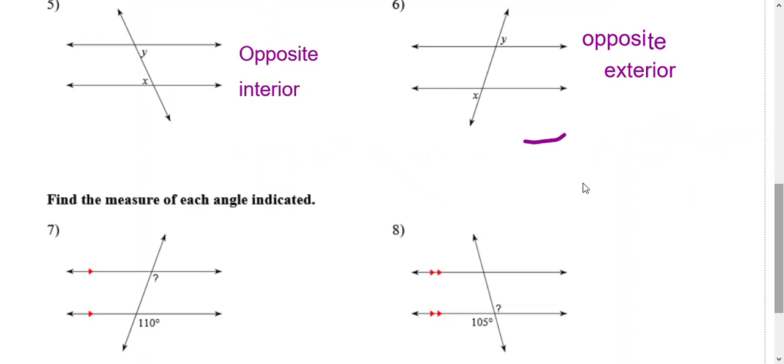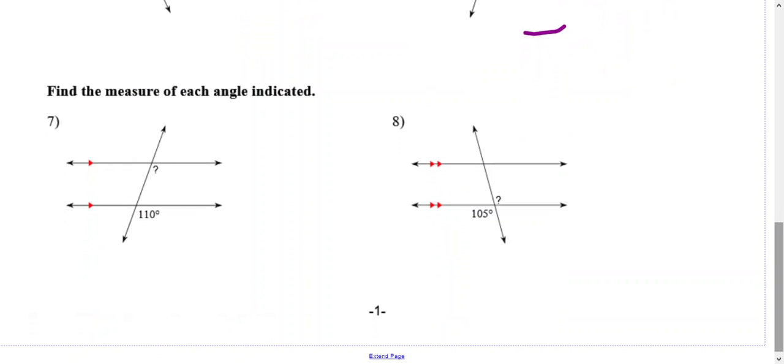Okay, so now with 7 and 8, we're looking for what the value of the angle is. We need to know the relationship to find that out. So in 7, we're dealing with corresponding angles, and they would have the same measurement. So if one of those is 110, the other one will be 110. In 8, we are dealing with vertical angles. They're across from each other. They have the same measurement, so if one is 105, the other is 105.